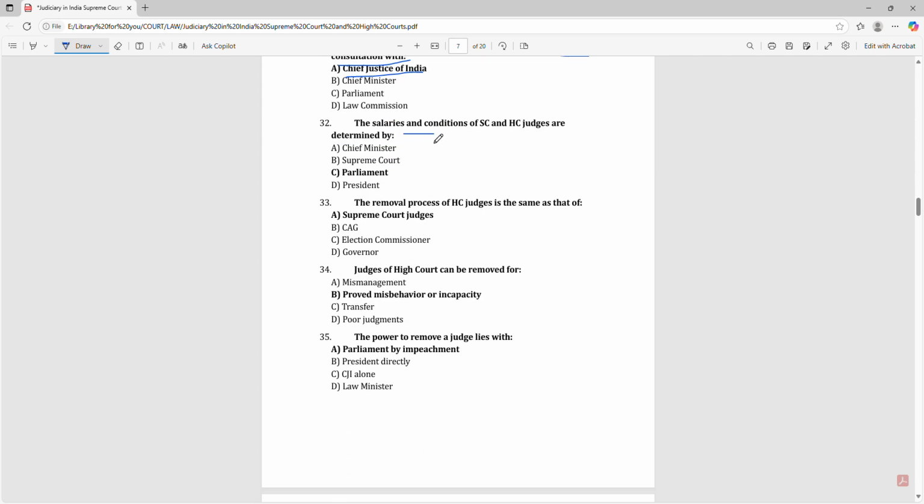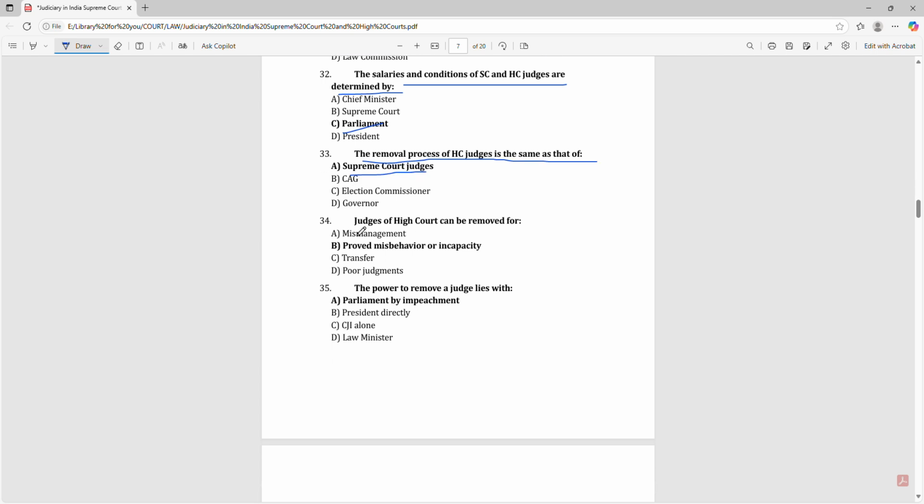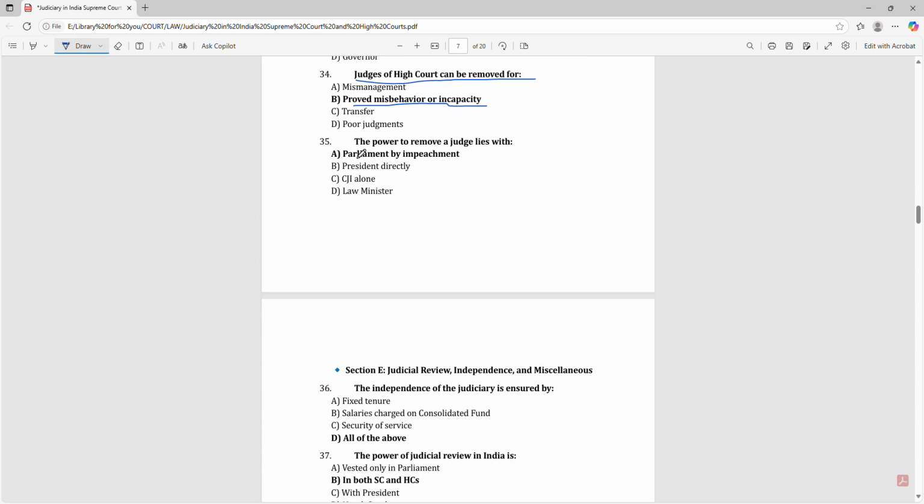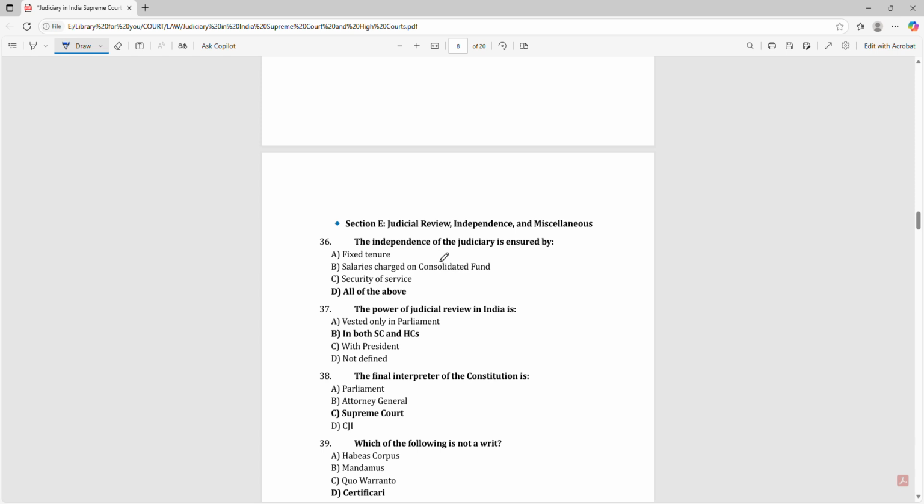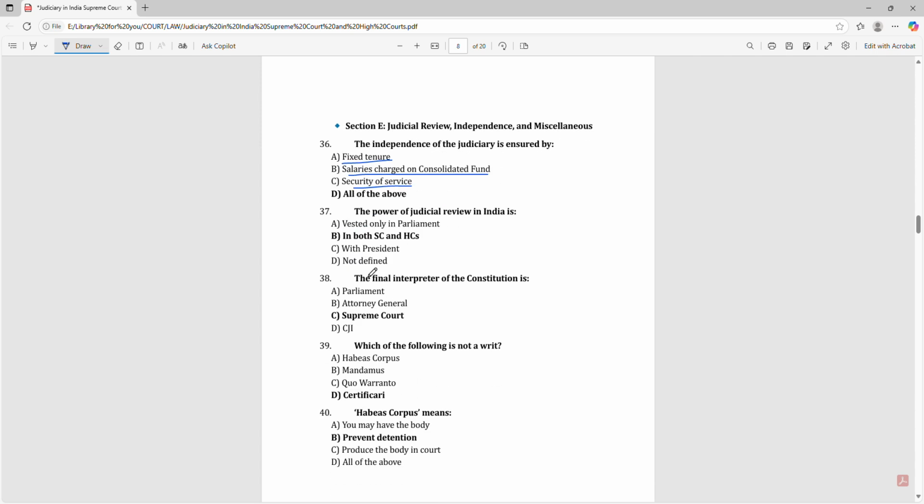The salaries and conditions of Supreme Court and High Court judges are determined by the Parliament. The removal process of a High Court judge is the same as that of Supreme Court judges. A judge of the High Court can be removed for proved misbehavior or incapacity. The power to remove a judge lies with the Parliament by impeachment. The independence of the judiciary is ensured by fixed tenure, salary charge on the Consolidated Fund and security of service. The power of judicial review in India is in both the Supreme Court and High Courts. The final interpreter of the Constitution is the Supreme Court.